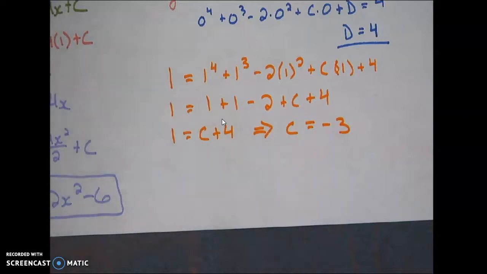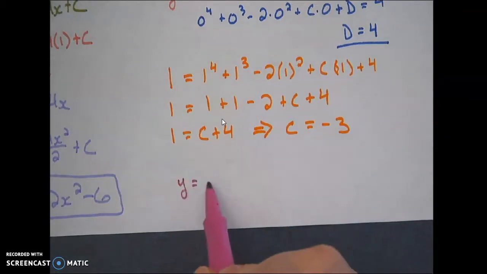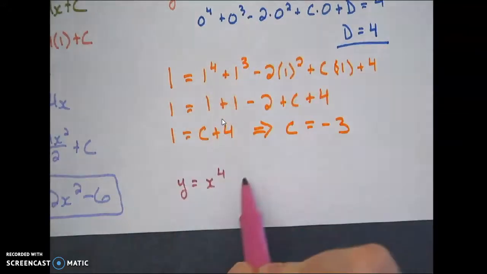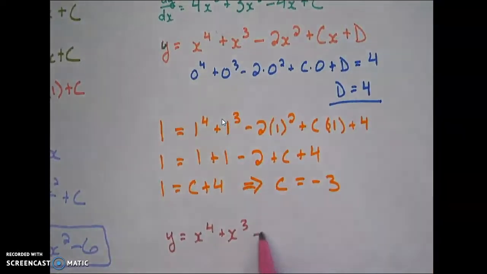So then don't forget you want to actually write that particular solution at the end. So our particular solution is y equals x to the 4th plus x cubed, going back up here to this guy, minus 2x squared plus, we figured out that c was negative 3, so I'm going to change that plus to a minus 3x, and we figured out that d was 4.